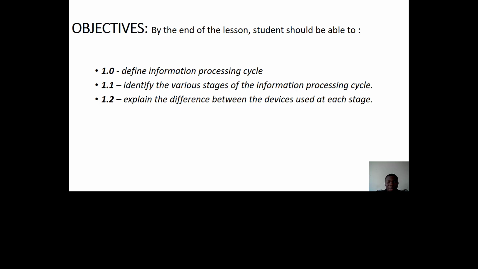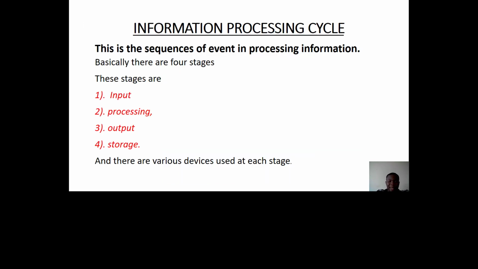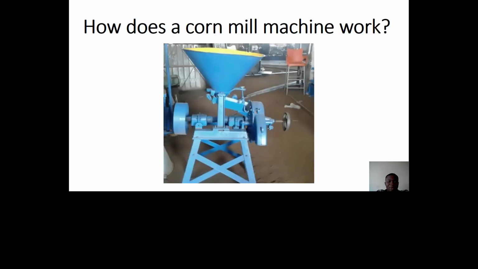So by the end of this lesson, you should be able to define the information processing cycle, identify the various stages of the information processing cycle, and explain the differences between the devices used at each stage. When we talk about the information processing cycle, it's how the computer processes data into information.